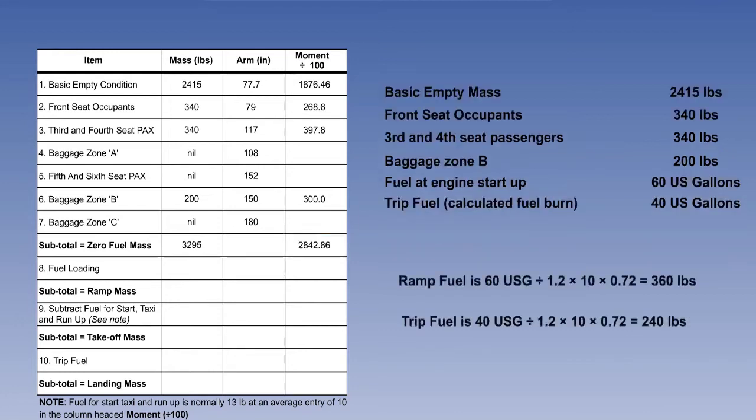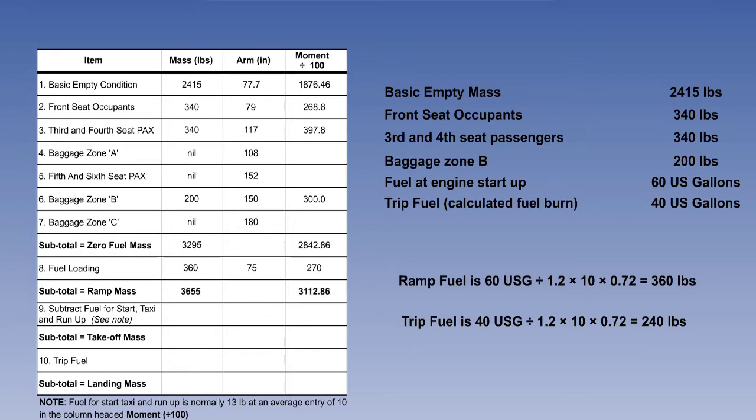Before we enter the fuel loading, we must convert the fuel volume to mass in pounds. The method used to convert volume to mass was covered in a previous lesson on fuel. You can refer to CAP 696, section 1, page 4, paragraphs 5.1 and 5.2 for conversion data. We can continue with the next step. Enter the ramp fuel and multiply it by the arm to obtain the total ramp moment.